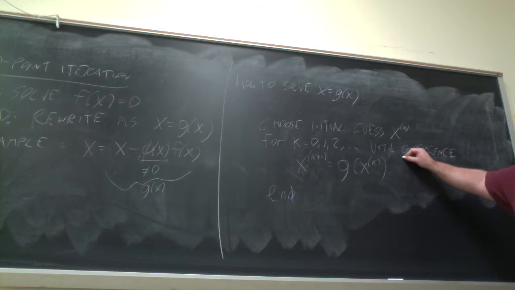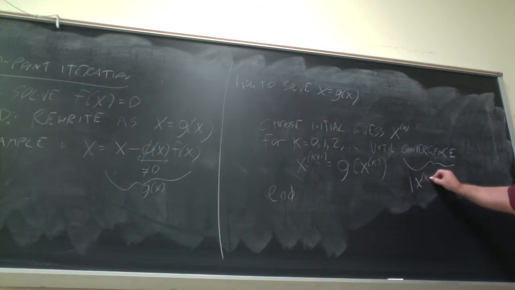So convergence might mean, for instance, that the absolute value of the difference between two iterates is less than some chosen error tolerance. For instance, tolerance might be 10 to the minus 8 or something. Once the difference between them is that small, you can conclude that the sequence of iterates really is converging.